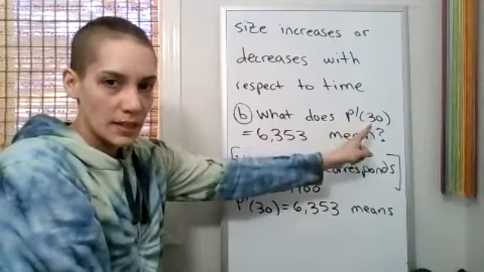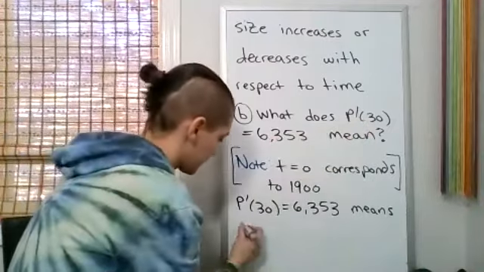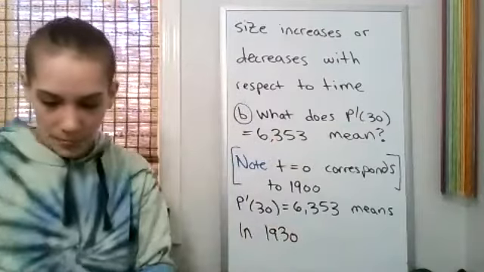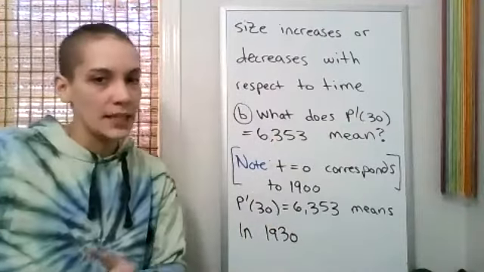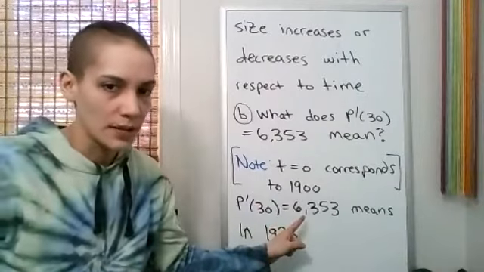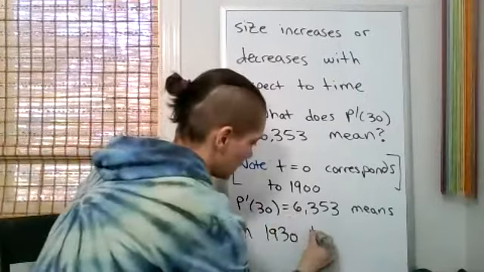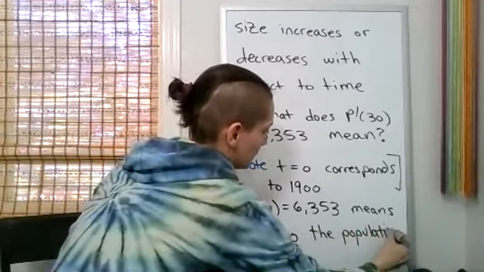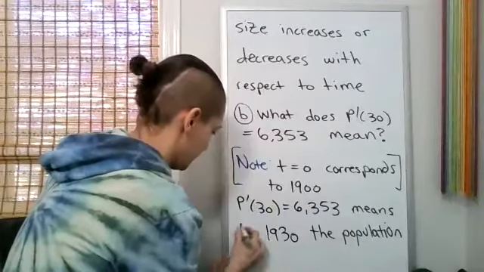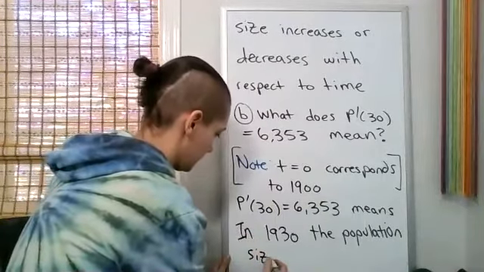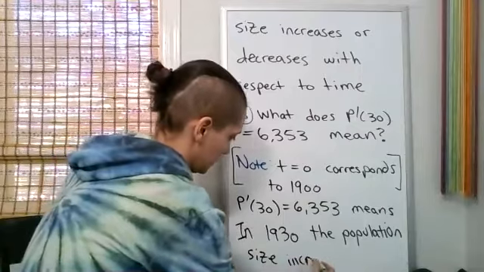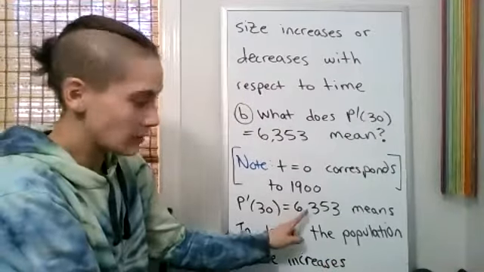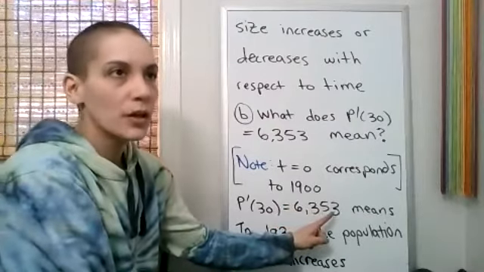So in the year 1930, the population size increases, so this is a positive output, at a rate of 6,353 people per year.